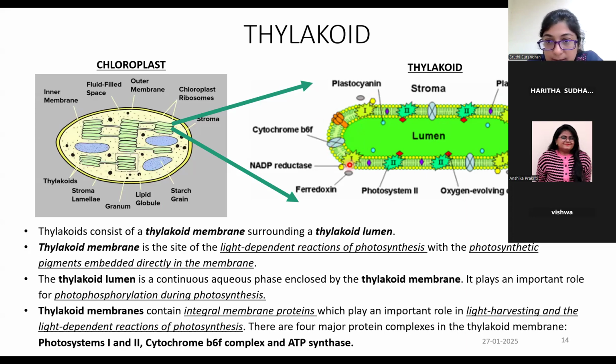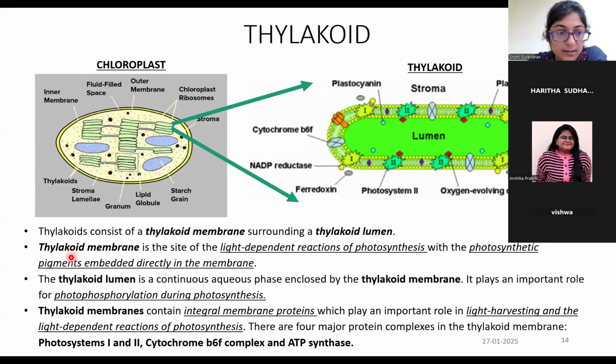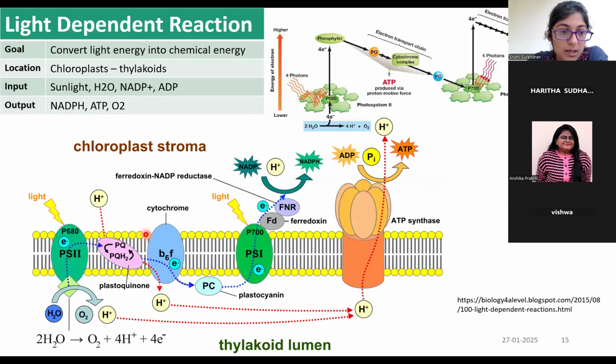So you see all of these are on the membrane of the thylakoid. It is basically the membrane of the thylakoid that is a very important center for the occurrence of light reaction. So what is this light reaction? This is again the same thing that you had seen in here. This is the photosystem 2, this is cytochrome B6F, this is photosystem 1, and this is ATP synthase.